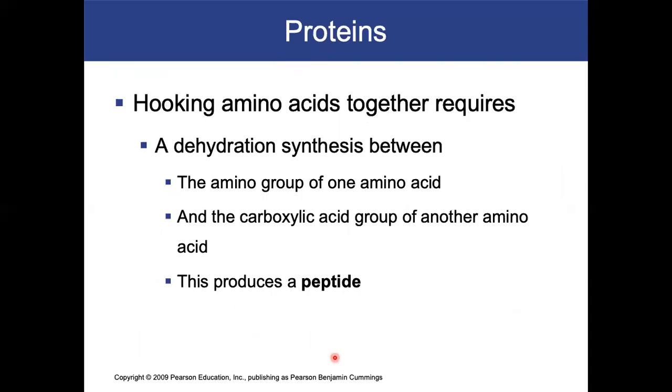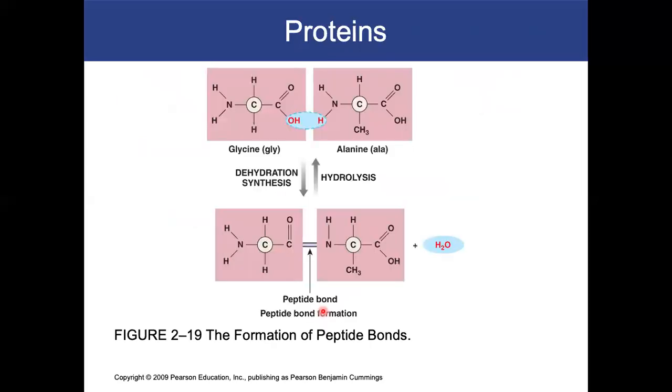Hooking these together requires a dehydration synthesis reaction that produces a peptide bond. So the peptide bond is what forms. The peptide is the chain of amino acids. So let's say we want to take these monomers and stick them together. Here's glycine, here's alanine. We're going to use dehydration synthesis and an enzyme. It's going to force a bond between these two. And so this is a peptide bond. This is called a peptide.